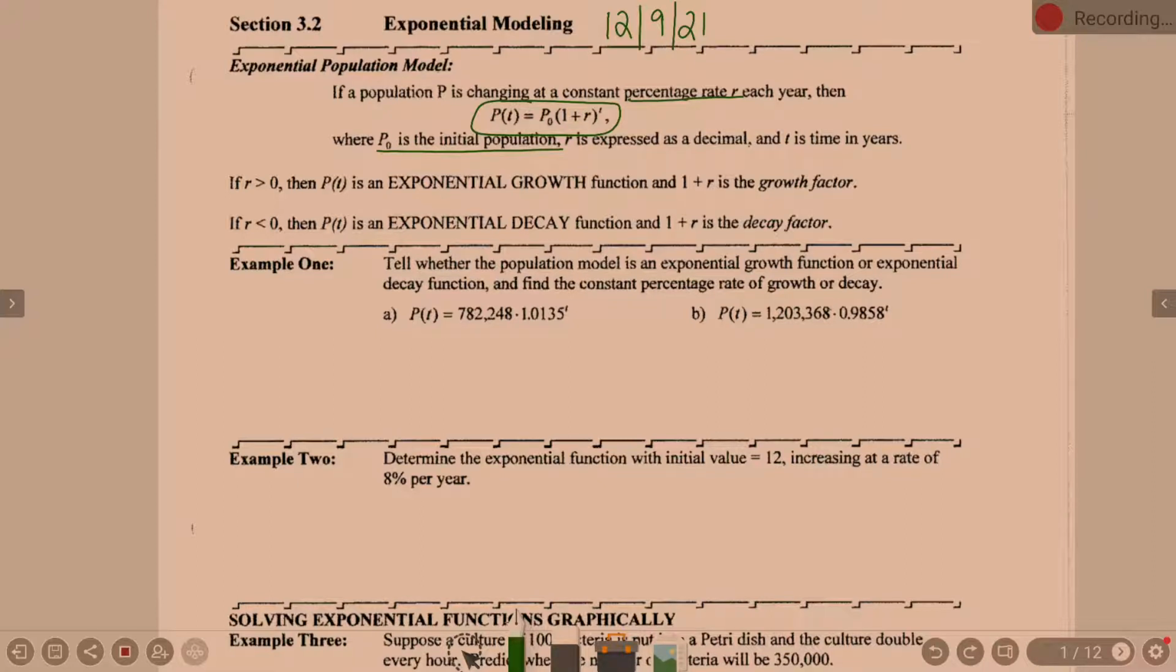When we talk about a percent, and we use a percent within an equation, please remember we always use the decimal form of the percent. And as always, T is time. Specifically, we want to think in terms of years there.